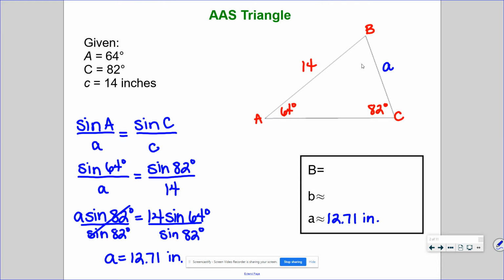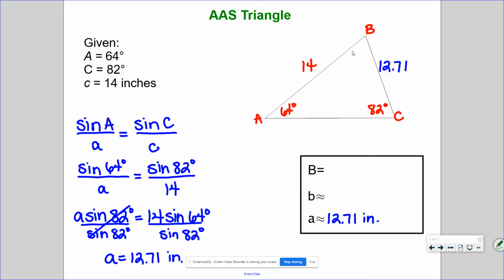Okay, now I'm going to go ahead and go back and fill that in my triangle. 12.71. All right. We still need to find angle B and side length b.